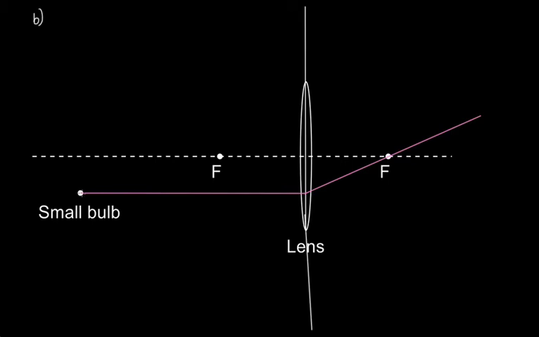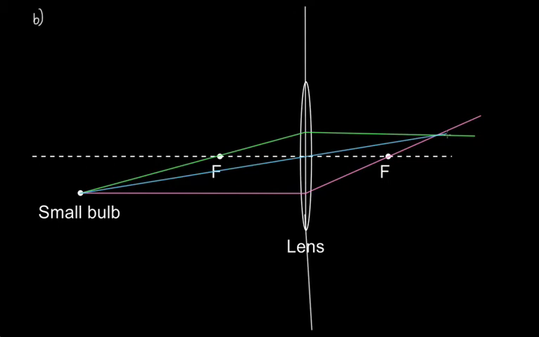The second principal ray travels through the focal point on this side of the lens from the object, at which point it is refracted so that it goes parallel to the principal axis like this, and then the third principal ray travels right through the middle of the lens and keeps going in a straight line. And so you can see that we get an image formed at this point here.